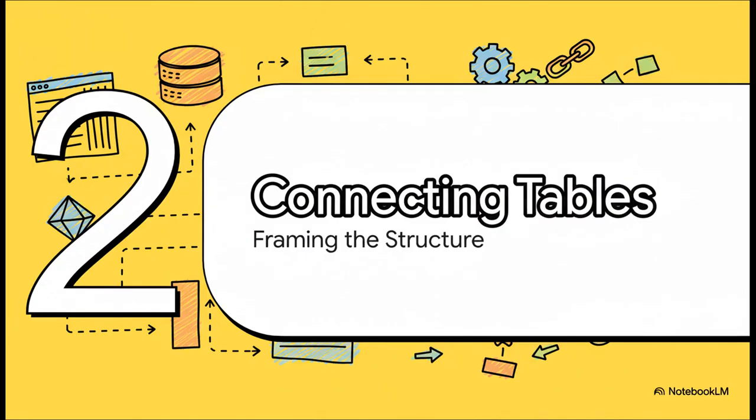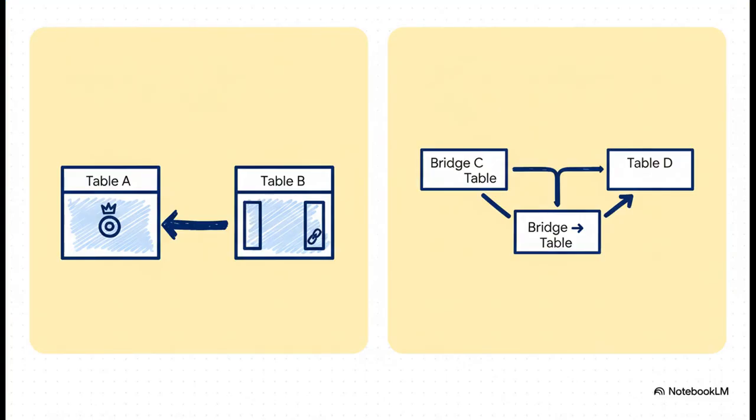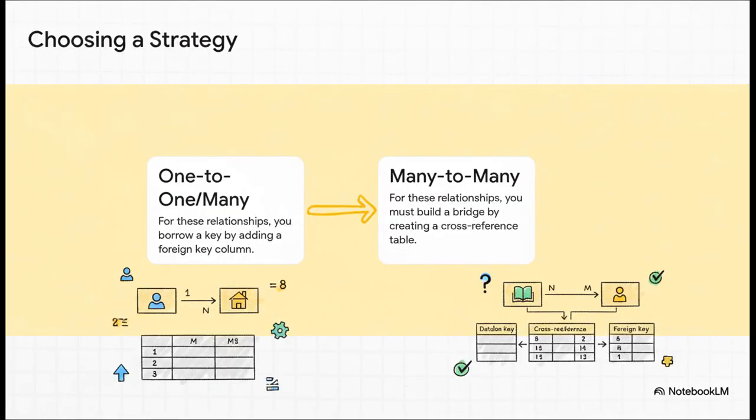Okay, so we've got our tables, but right now, they're just these disconnected islands of data. The next big step is to build the bridges between them. We need to translate all those lines, the relationships from our ERD, into the actual database structure. And when it comes to doing that, we've basically got two main strategies. The first is to borrow a key. This is where one table gets a new column that points to the primary key of another table. We call that a foreign key. The other option is to create a bridge, where we make a whole new table, often called a cross-reference table, just to link two other tables together. So how do you know which one to pick?